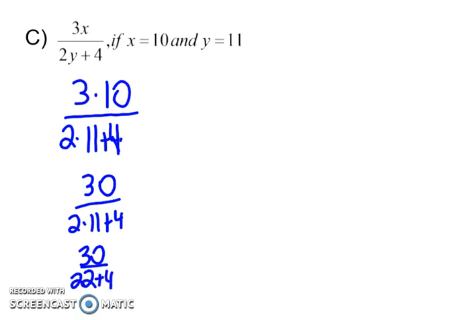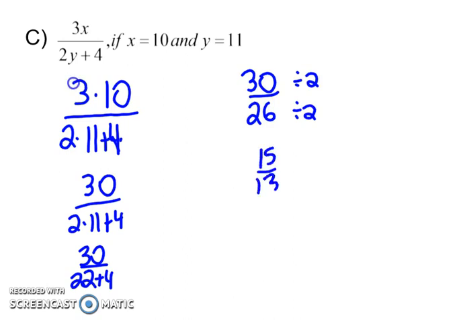which will give me, I'm just going to bring it up to the top here, 30 over 26. And now I want to simplify, and I can divide both terms by 2, and this will get me 15 over 13.